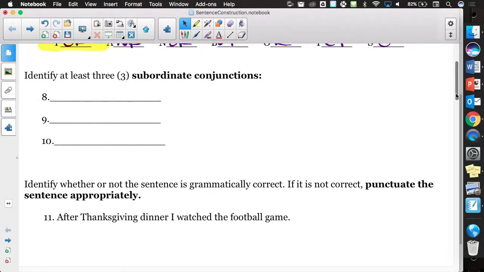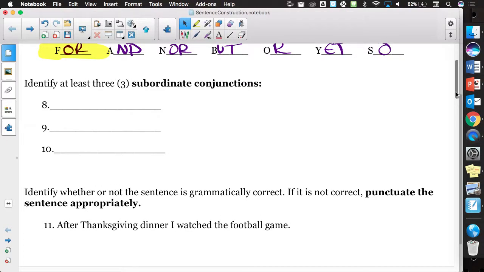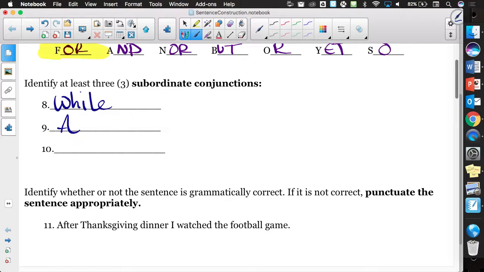Tyler, what's one of the subordinating conjunctions that we could put down? We could put down more than 3, but what's one that you have? While? Julia, what's one that you have? Although? Mia, what's another option we could go with? And certainly there are more that we could do, after, before, because, all that kind of stuff.